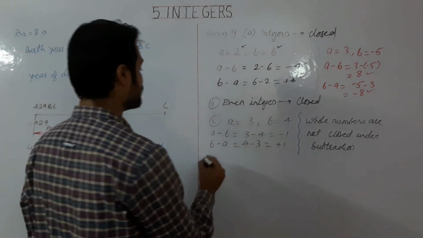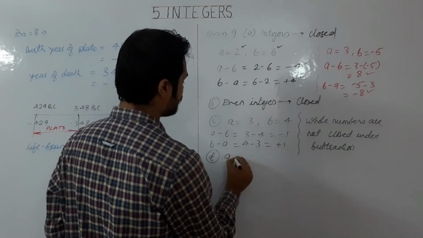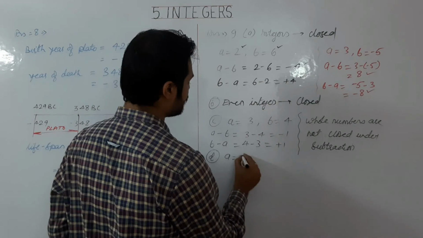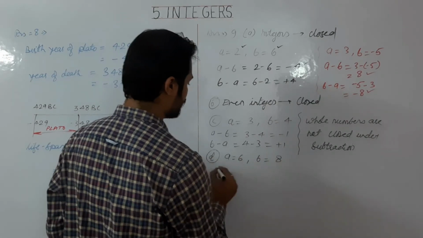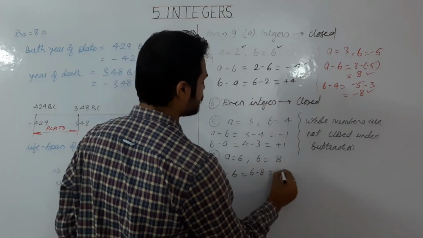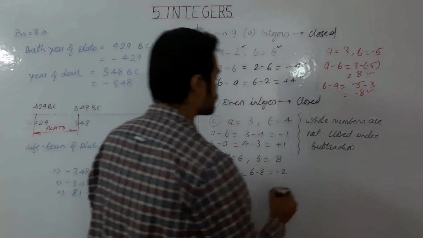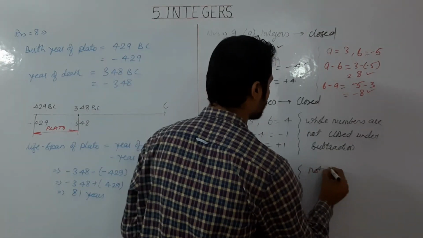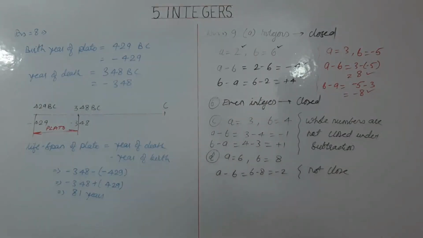Again we have to assume some natural numbers. Okay, assume some new numbers. A is say 6 and B is say 8, right? So A minus B, 6 minus 8, is minus 2. Again not a natural number. So whole numbers and natural numbers both are not closed. Natural numbers are not closed under subtraction.